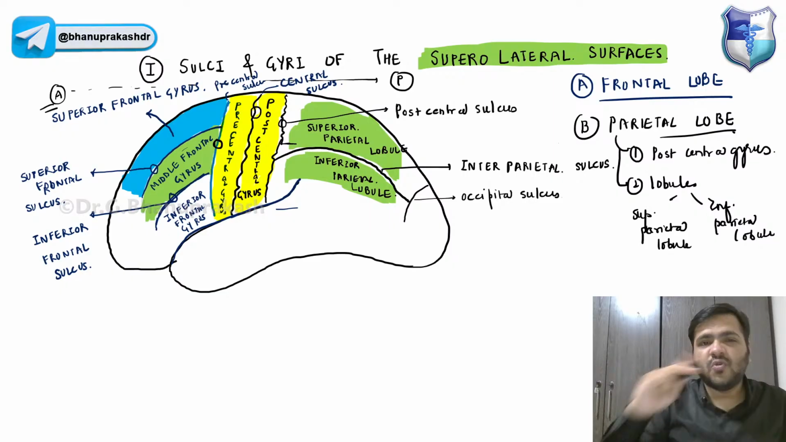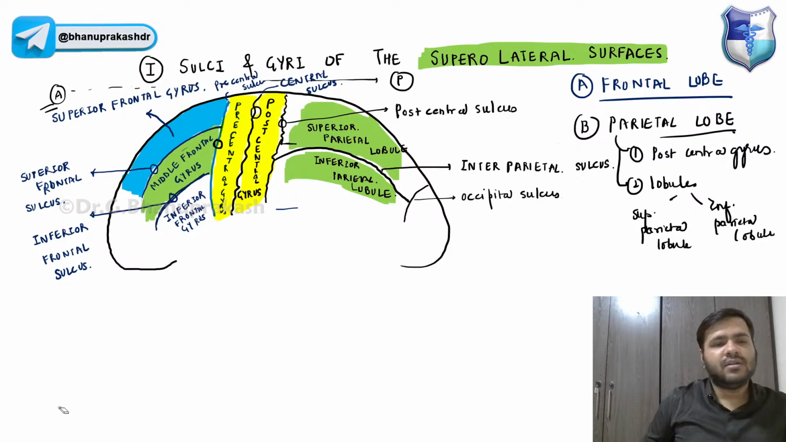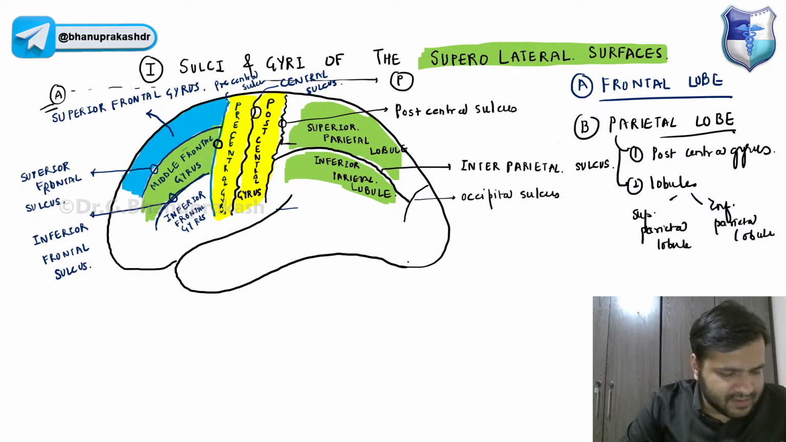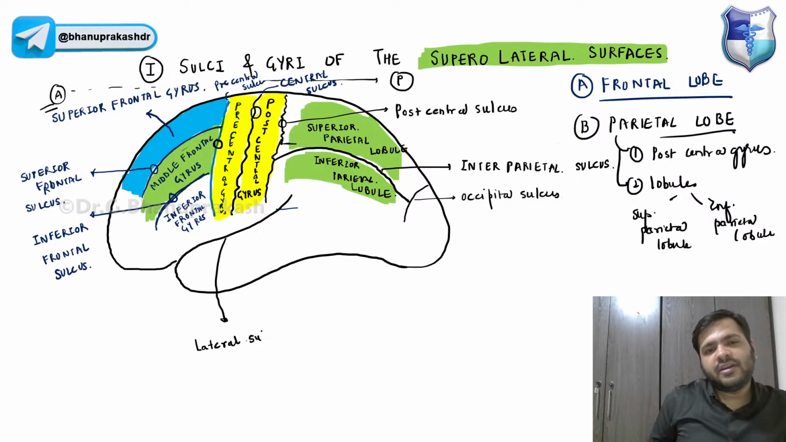Now, guys, there are two more which you have to see over here. I'm just trying to draw it a little like this. We have one over here that is capping this. Which sulcus is this, guys? You already know this is the lateral sulcus, also called the Sylvian fissure.